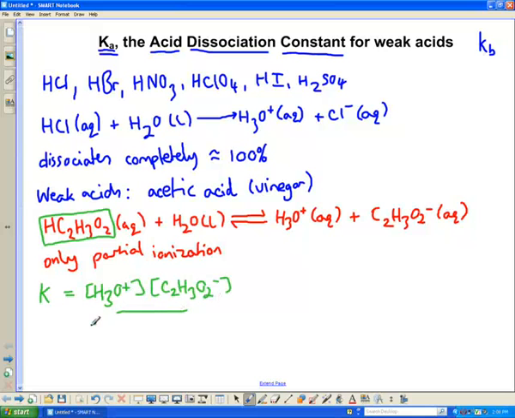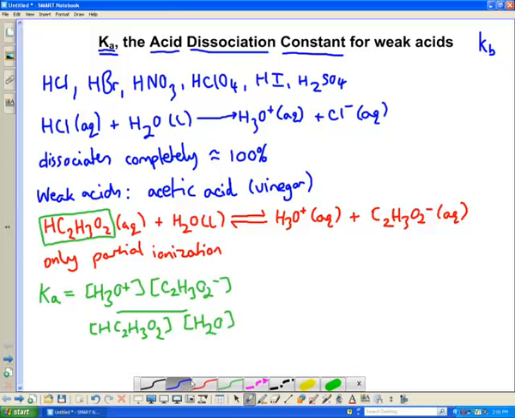over the concentration of my acid, and then the concentration of water. Now there are a couple of things that I'm missing here. One of them is, because we're dealing specifically with the dissociation of an acid, this is K sub A rather than just K. You'll have seen K sub C before, K sub P, K sub EQ just to indicate equilibrium. K sub A refers specifically to an acid.